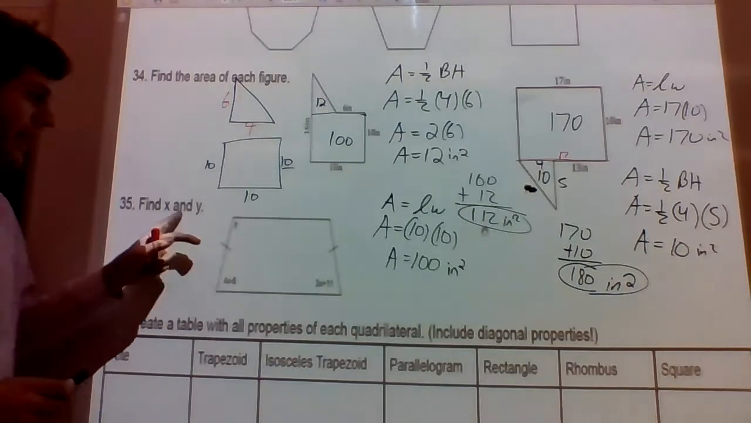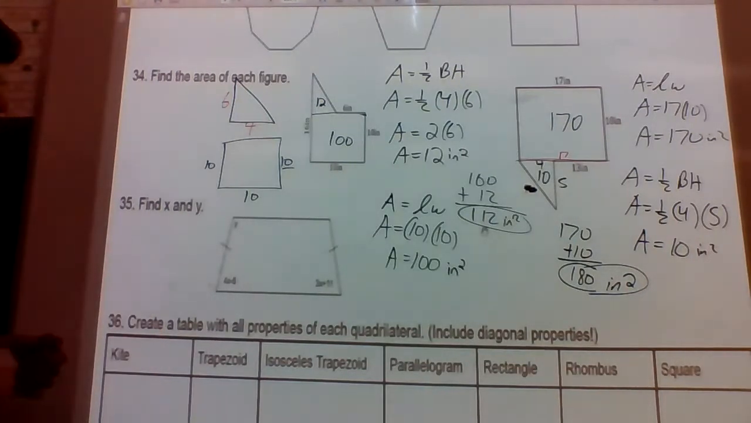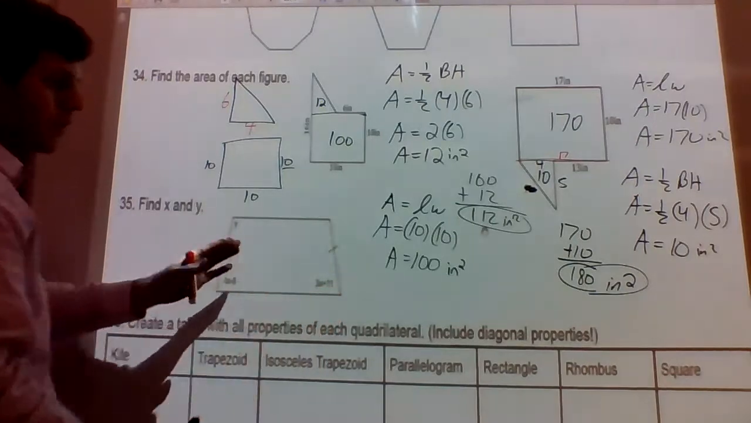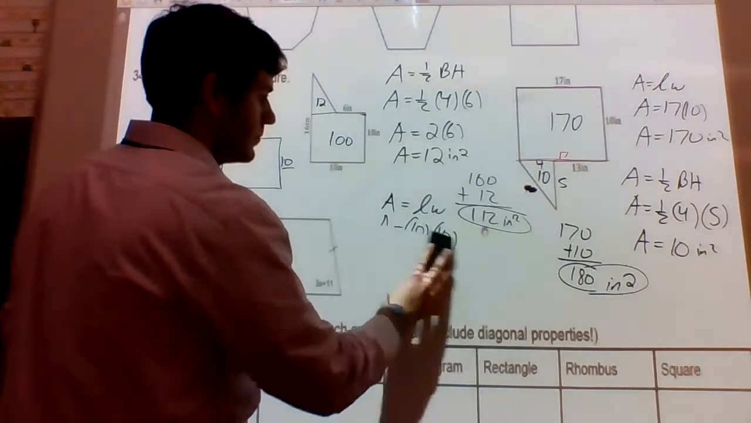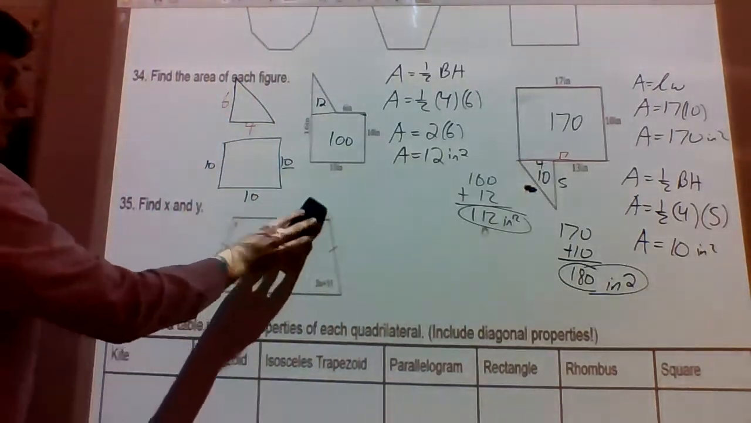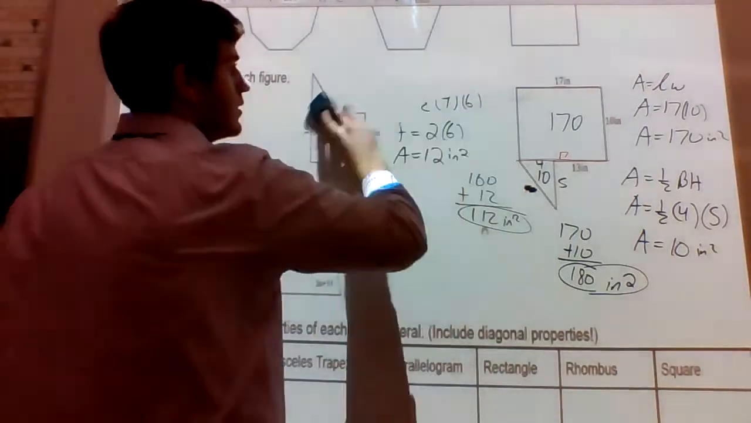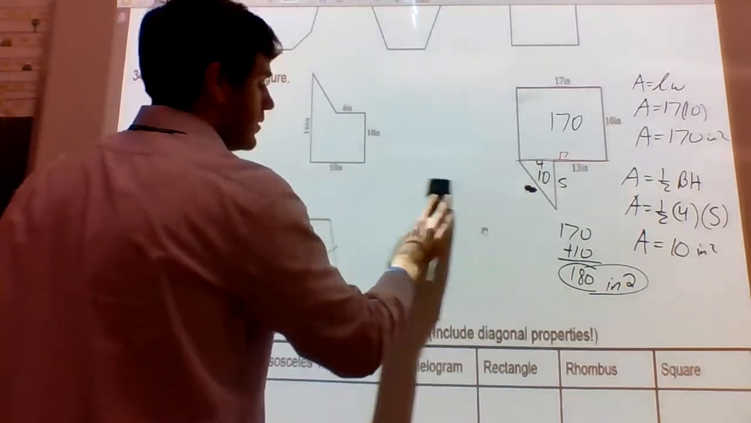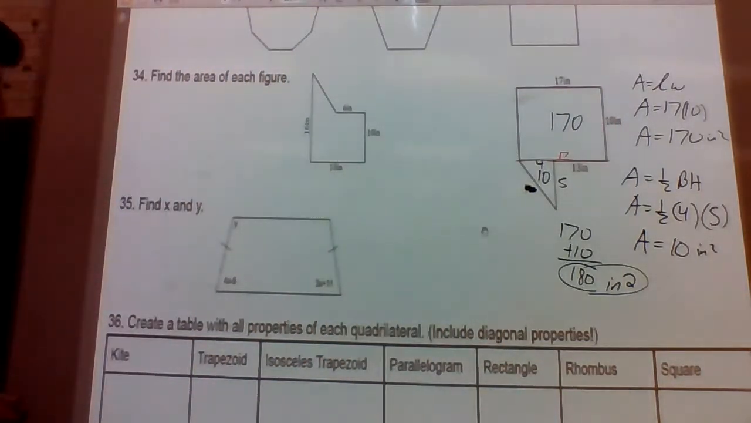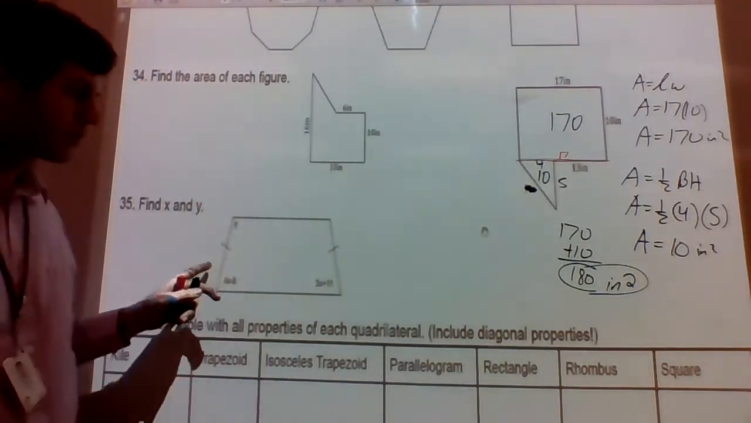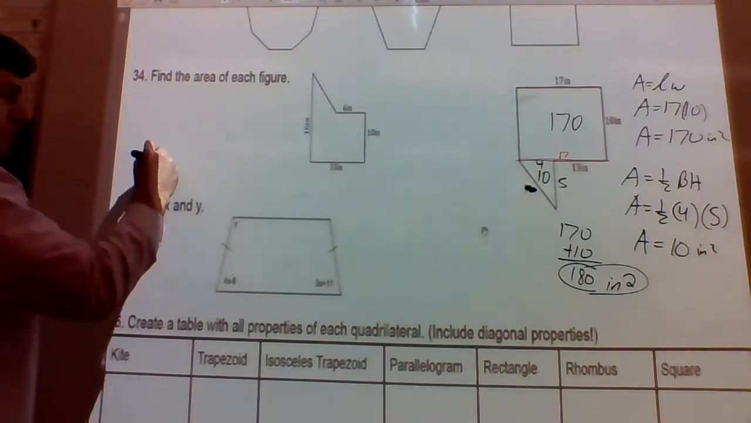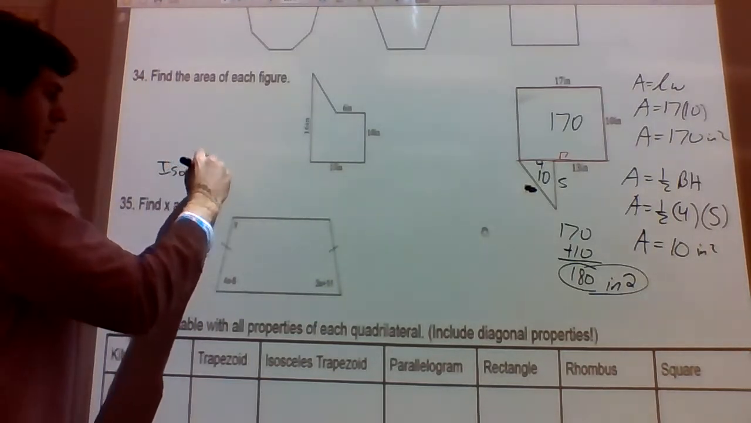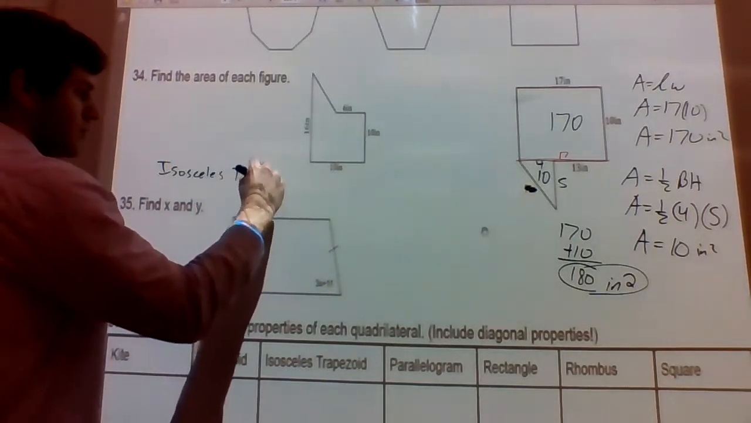Okay. 13, find x and y. So the first question we have to ask ourselves is what kind of quadrilateral is this? Well, it's going to be a trapezoid. And since the legs are congruent, it's going to be an isosceles trapezoid. Okay, so we have an isosceles trapezoid.